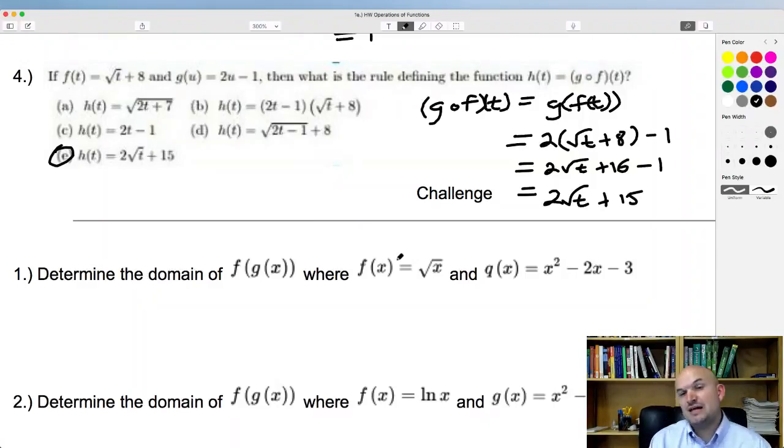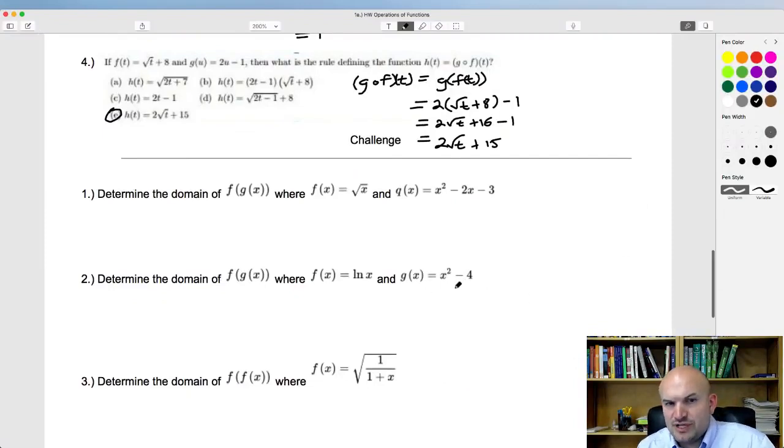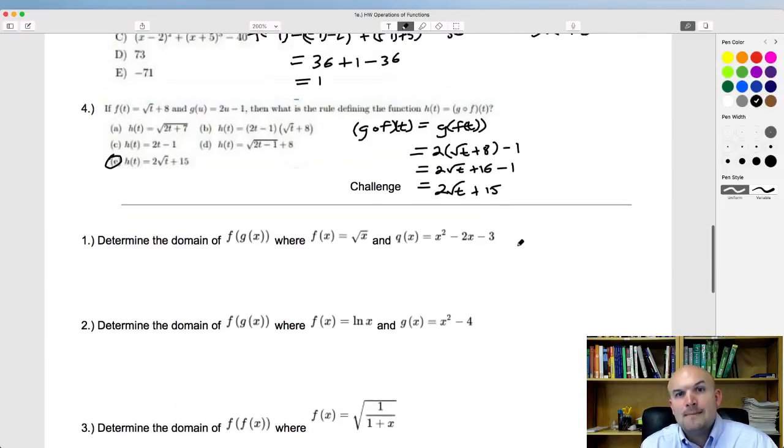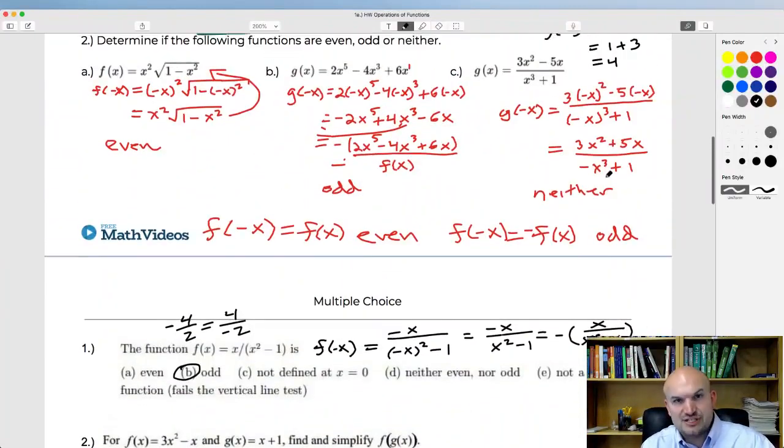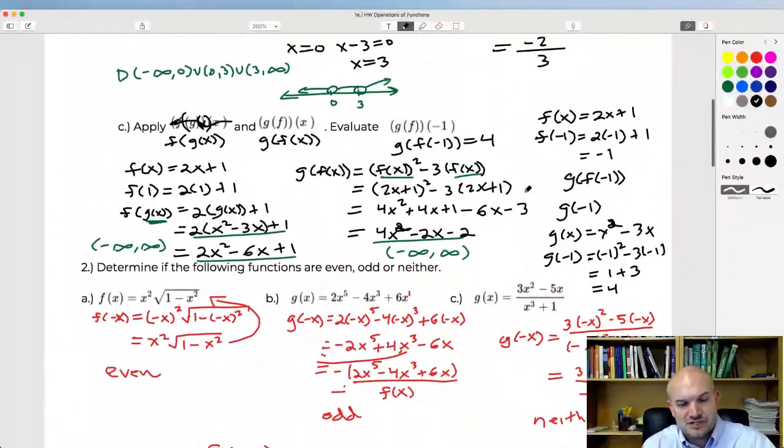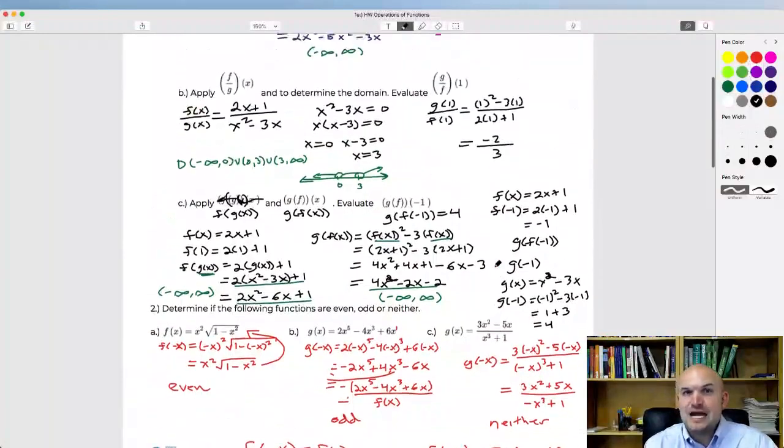Now, since I didn't cover a lot on the domain, I did have some nice little challenge problems. If you are looking into identifying the domain and looking at the restrictions when you apply compositions or adding and subtracting, these are some cool ones, and then obviously a little fun one here as well. But that covers at least the basics, I think, of understanding compositions, adding, subtracting, and even and odd functions. Hopefully that has helped you out.